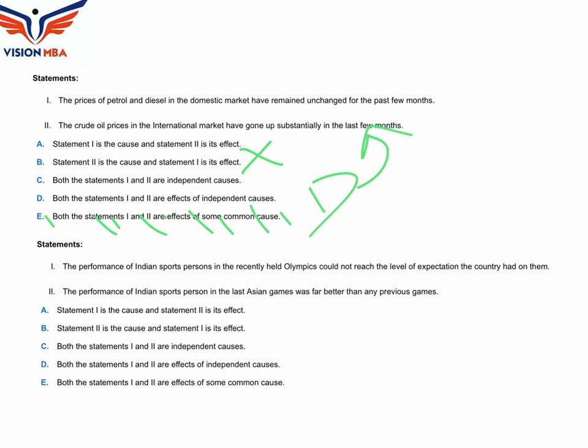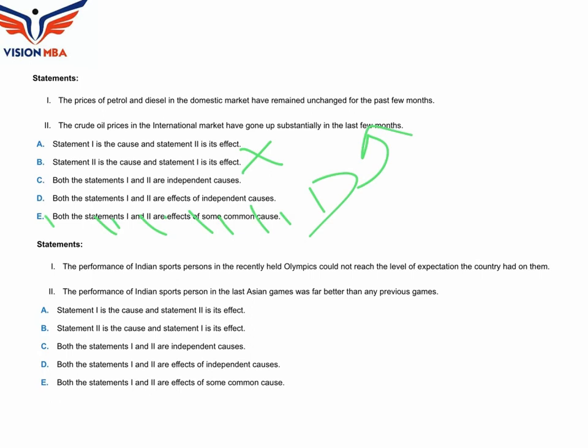The performance of Indian sports persons in the recently held Olympics did not reach the level of expectation the country had of them. Of course, we have experienced many times that we get disappointed by the sports persons. Definitely in the Olympics we expect many gold medals, or at least medals, and we don't get that. The performance of Indian sports persons in the last Asian Games was far better than any previous games.